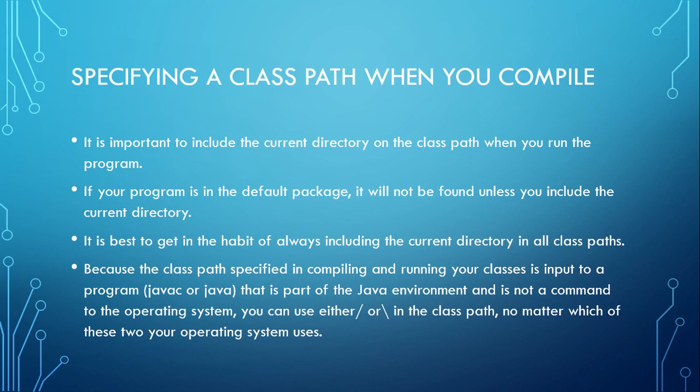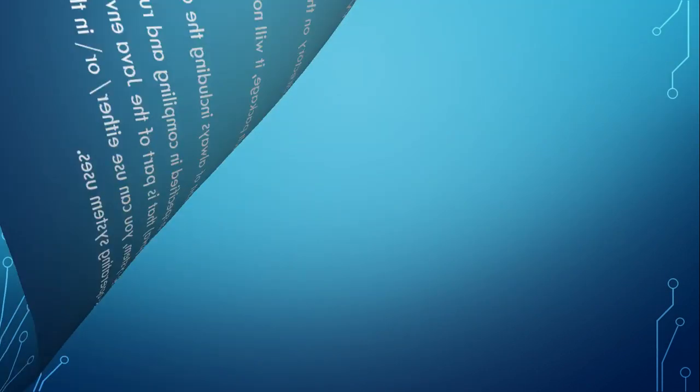Because the class path specified when compiling or running your class is input to a program, either javac or java, that is part of the Java environment and is not a command to the operating system, you can use either the / or \ in the class path, no matter which one the operating system uses. Again, this might seem a little confusing, but it's just food for thought to help you understand how Java does some of the stuff that it's doing behind the scenes.